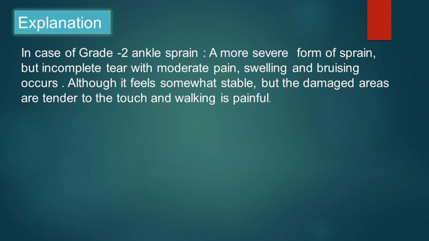Here we have the explanation. In the case of a grade 2 ankle sprain, there is a more severe form of sprain, but an incomplete tear, with moderate pain, swelling, and bruising. Although it feels somewhat stable, the damaged areas are tender to touch and walking is painful.